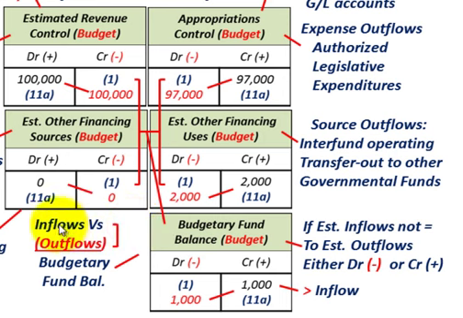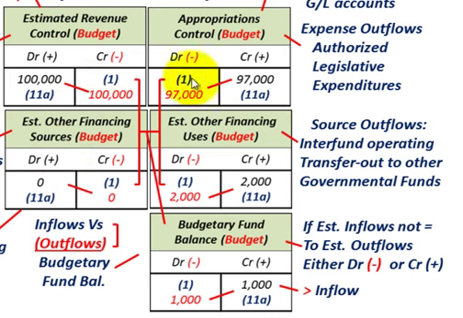So again, this is where we're looking at our inflows versus our outflows. Take your inflows and subtract out our outflows. That's going to give us our budgetary balance. So if we go back to our example, you can see our inflows: we only had that estimated revenue of $100,000, and no estimated other financing sources.